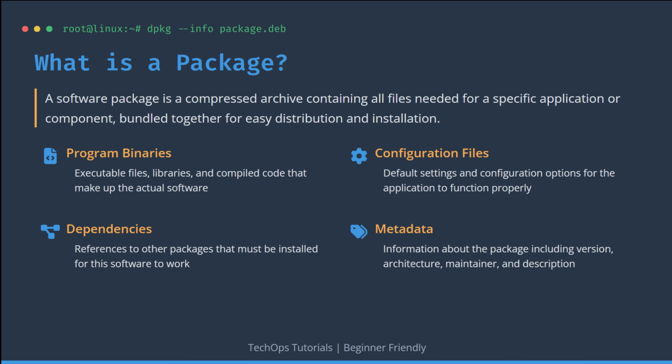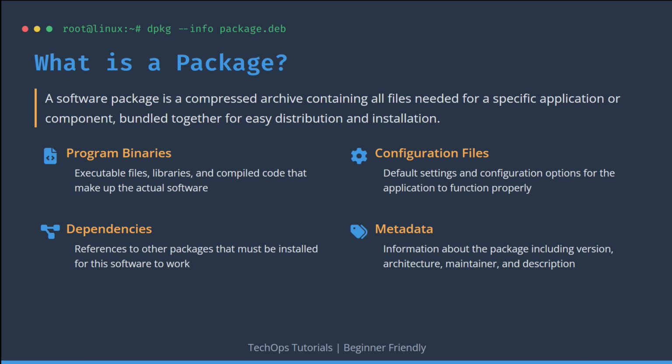Alright, now let's break down what exactly a package is in Linux. A software package is basically a compressed file that holds everything needed to install and run a specific application. It's kind of like a zip file, but for software. Inside this package, you will find program binaries, configuration files, metadata, and dependencies.